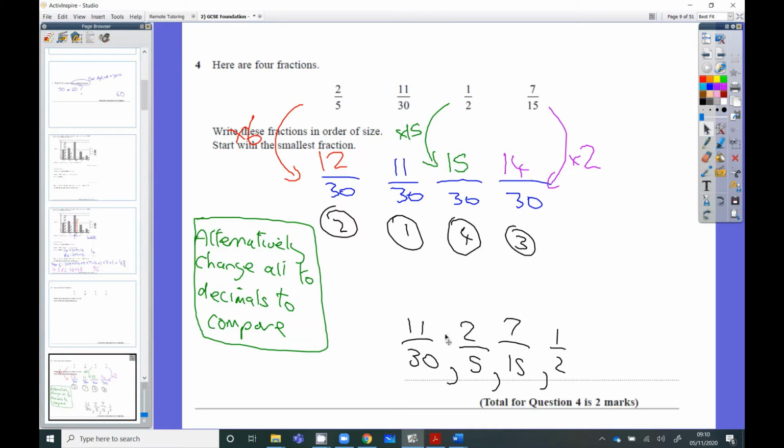Now, given this is a calculator paper, alternatively, you could just turn all of these into decimals and then compare them. So just do 2 divided by 5 on your calculator, or use the fractions button, that one third down on the left, and just change each of these into a decimal and compare those.